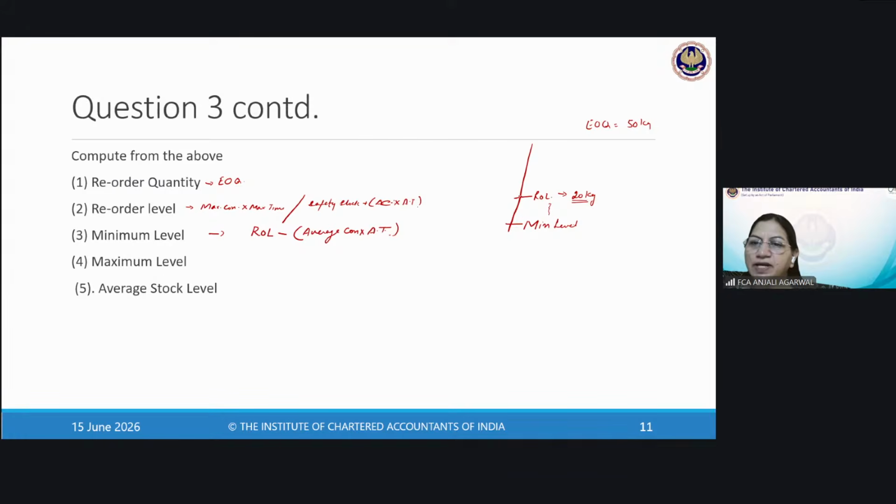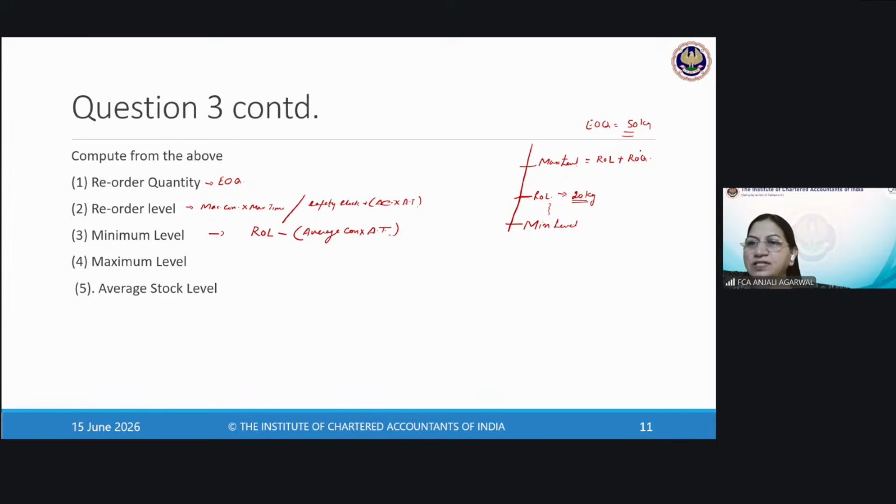And supposing at this 20 kgs, you have placed an order for 50 kgs. What will happen when you receive this 50 kgs? 20 plus 50. That's the maximum you can have at any point of time. So what is the maximum level? It is the reorder level plus whatever the quantity you ordered, EOQ.